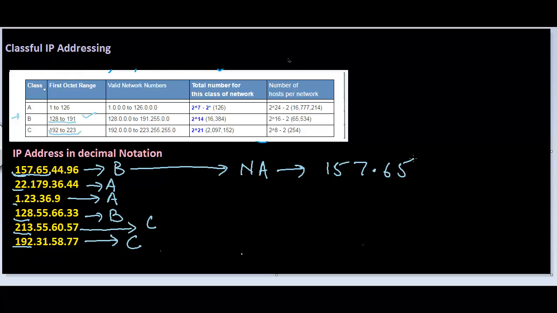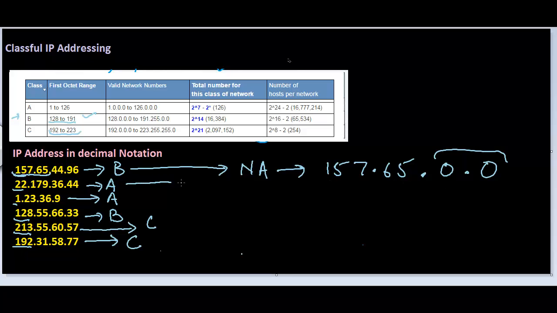157.65. So this would be the network address. The remaining bits would be the host address, and we are going to set them to 0, right? This is just a convention. So we just set the host bits to 0, right? And so this is the network address.